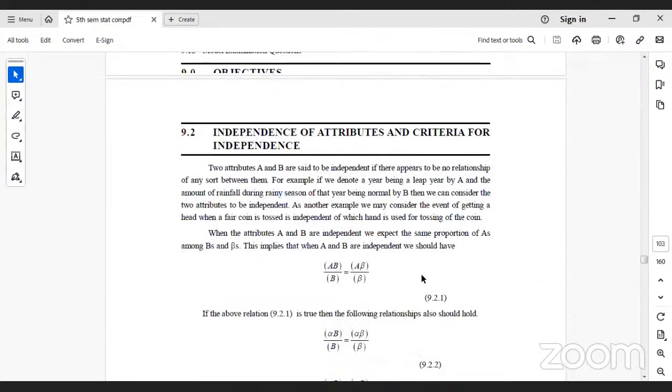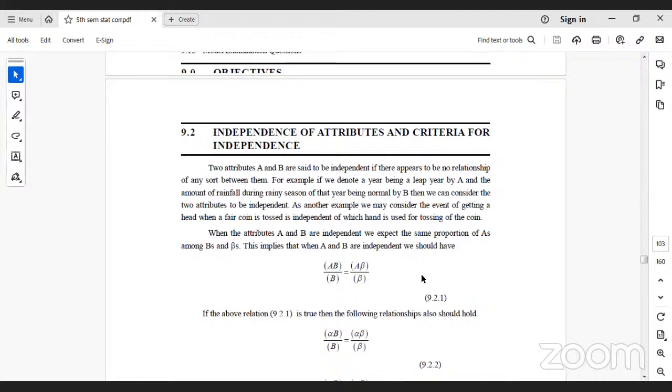See here, what is the independence of attributes and the criteria for independence? We are taking two attributes, A and B. A and B are said to be independent if there appears to be no relationship of any sort between them. For example, suppose we denote a year being a leap year by A, and the amount of rainfall during the rainy season being normal by B. We consider the two attributes independent.